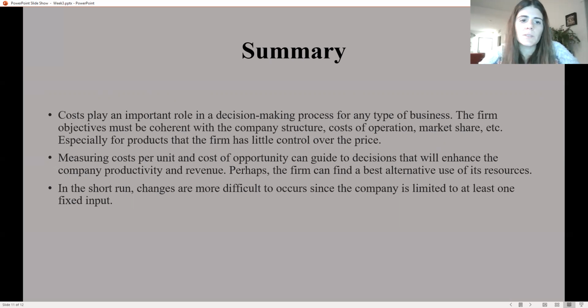In short-run production, changes are more difficult to occur since the company is limited to at least one fixed input.